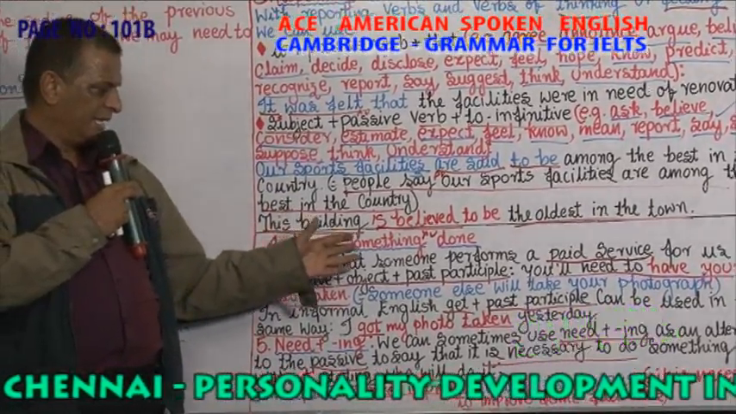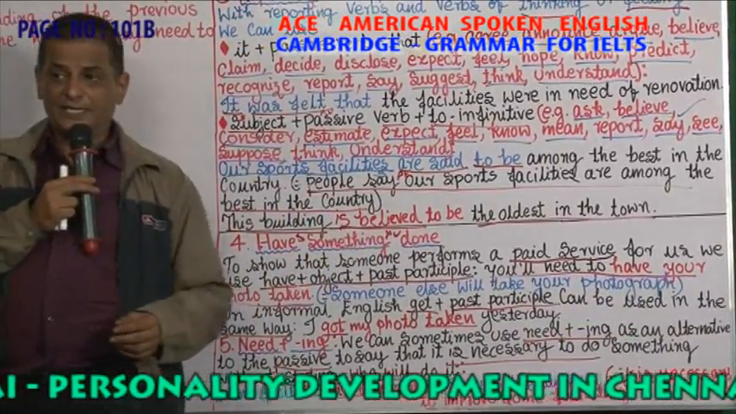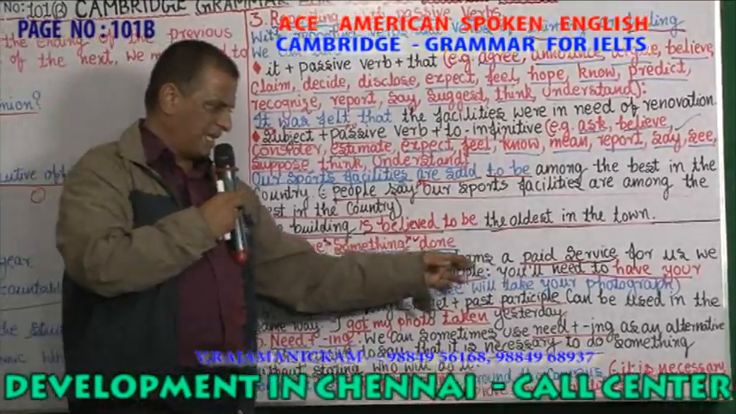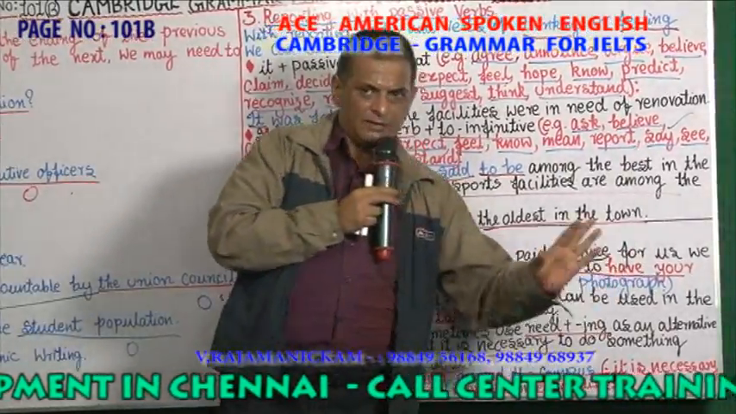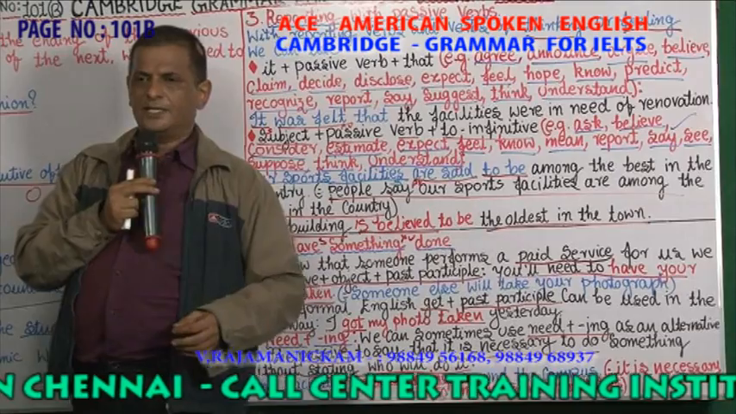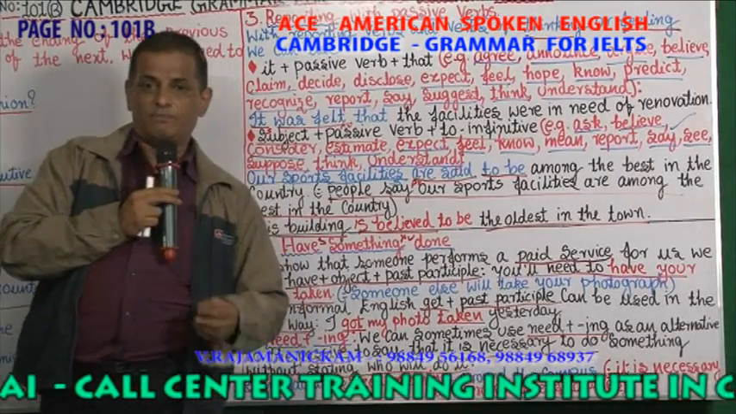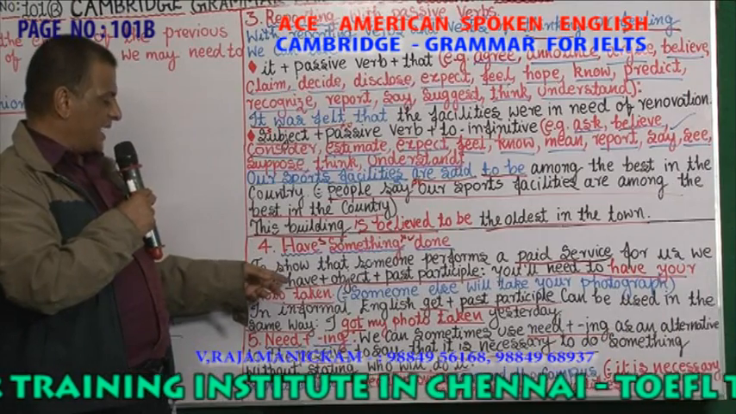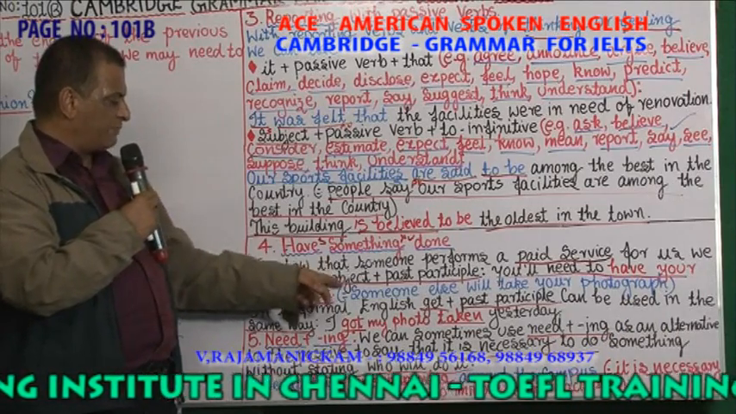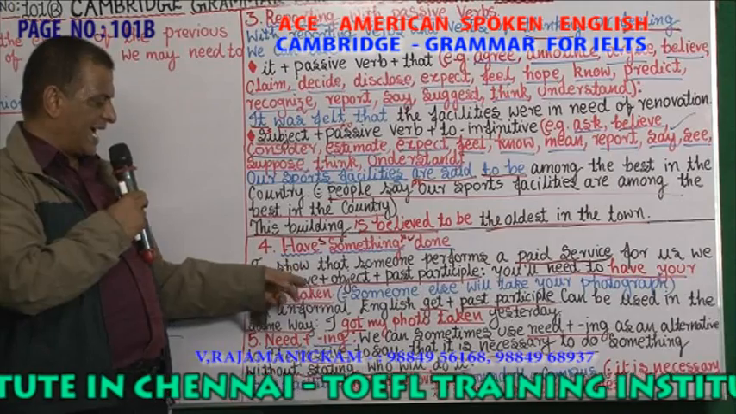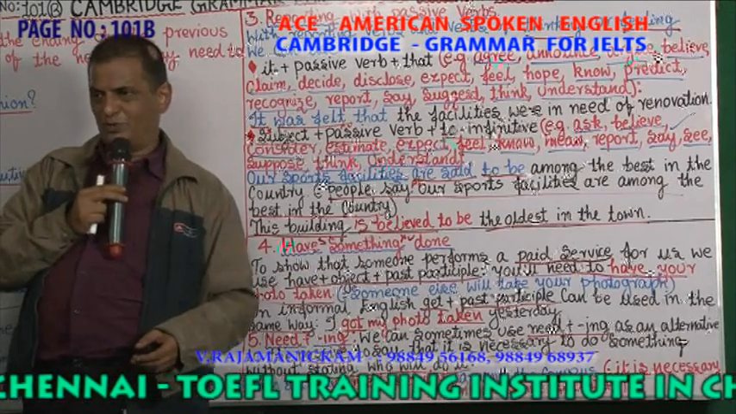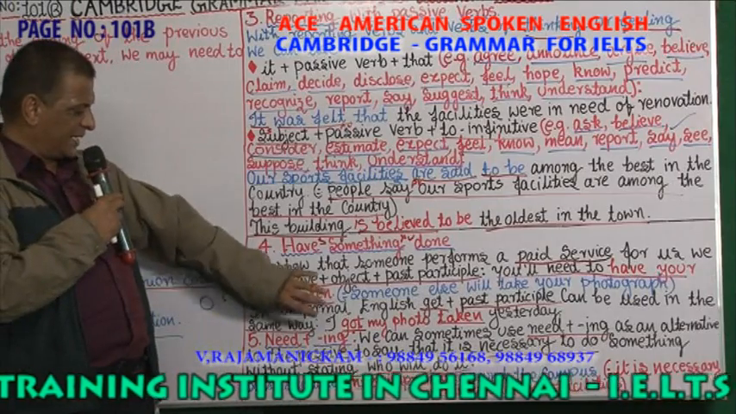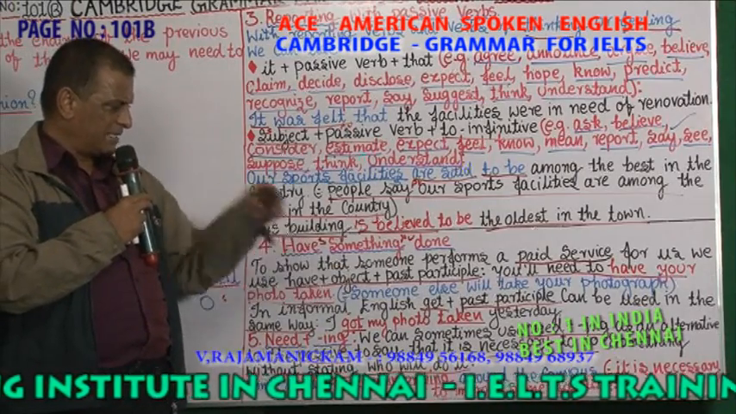Have something done, ஏதோ ஒன்று நடைபெறுகிறது, to show that someone performs a paid service for us. யாரோ ஒருவர் நமக்காக ஒரு சேவையை பணம் வாங்கி கொண்டு செய்கிறார்கள். அப்பொழுது நம்ம என்ன பயன்படுத்துகிறோம்? have கூட object plus past participle. நல்லா வச்சுக்கோங்க, have கூட செய்யப்படும் பொருள் வர வேண்டும், object கூட past participle. இந்த ஸ்ட்ரக்சர் பாருங்க.